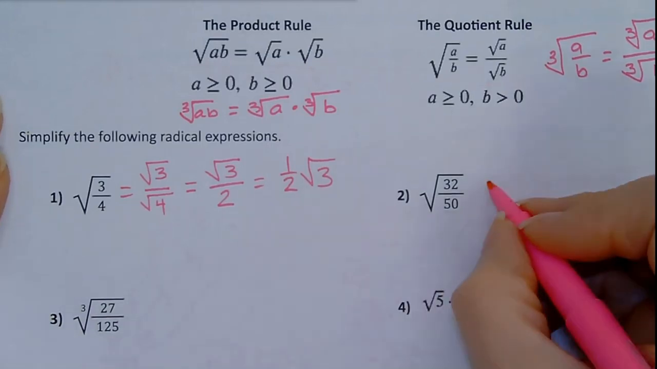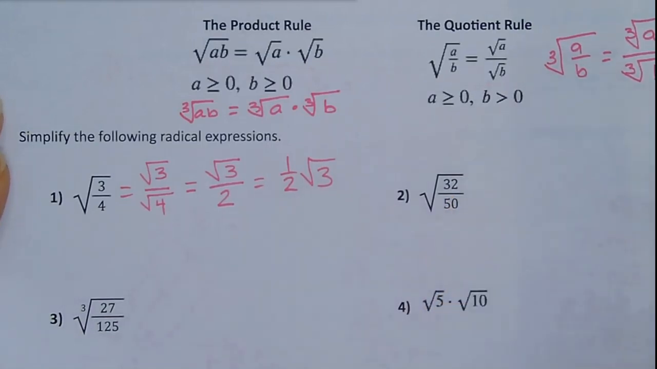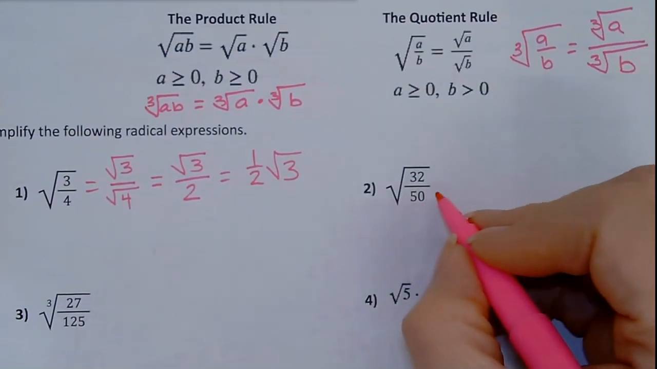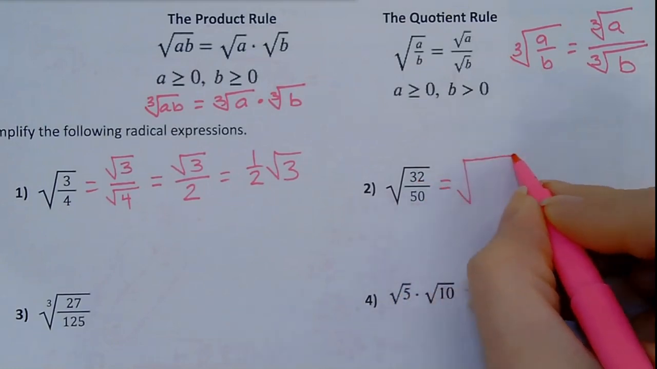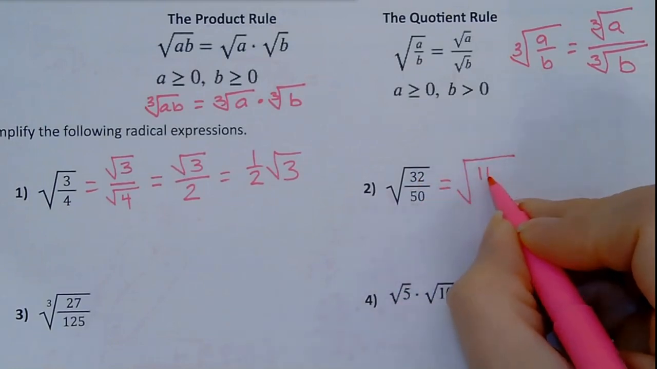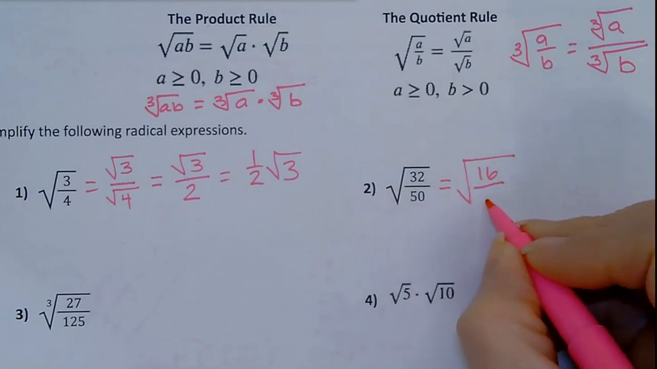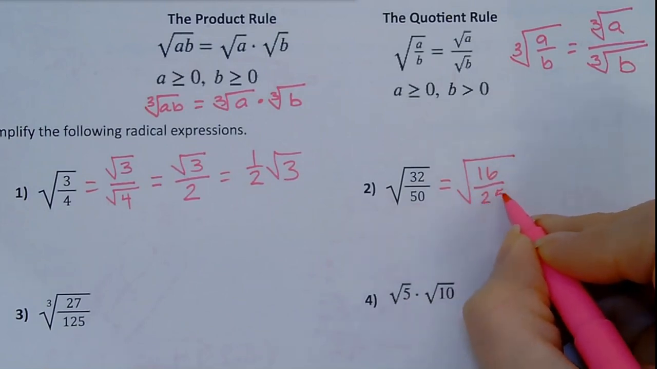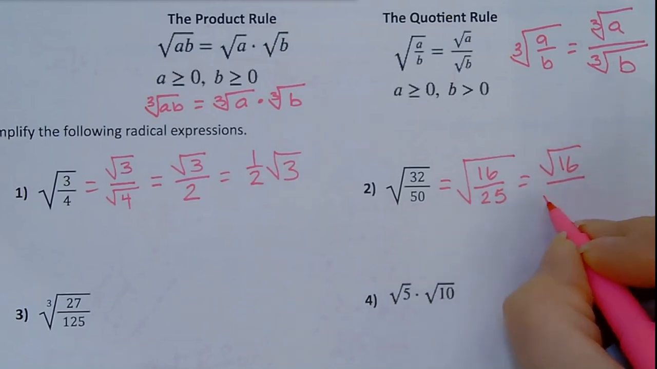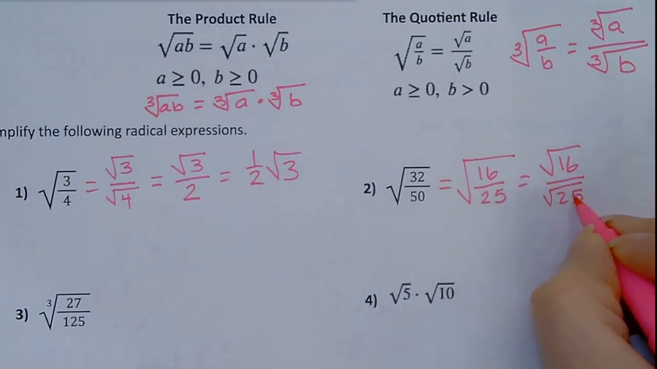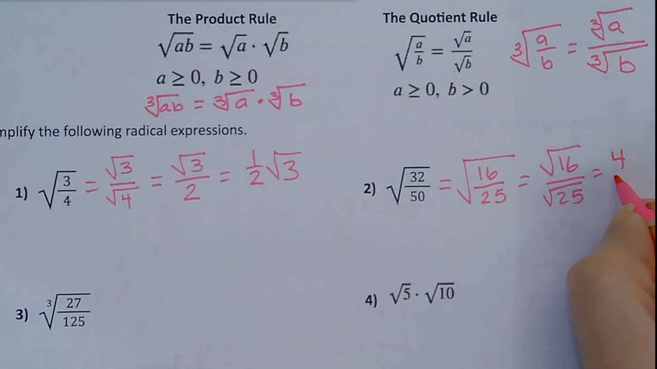Number 2, I'm going to break this. Oh, you know what? I could simplify if I want. Why don't I simplify first? You don't have to, but I can simplify here first because 2 goes into 32 16 times, and 2 goes into 50 25 times. Now when I break that up, I have the square root of 16 over the square root of 25, and that's 4/5.